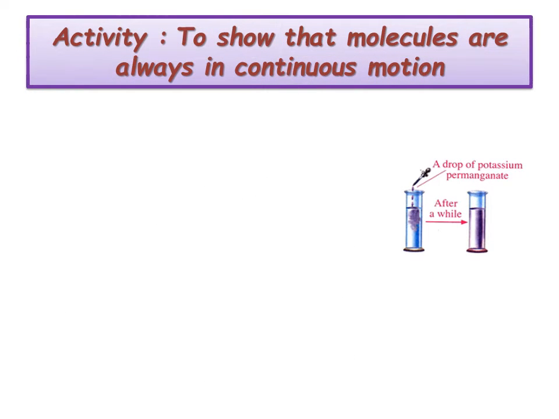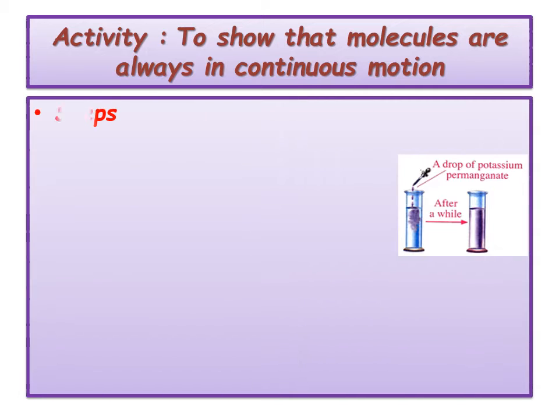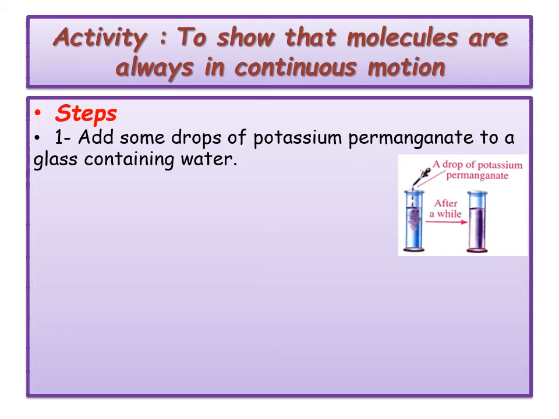Okay, let's do an activity to show that molecules are always in continuous motion. Step number 1, add some drops of potassium permanganate, a chemical substance whose color is violet, to a glass containing water. Number 2, leave them for a while.